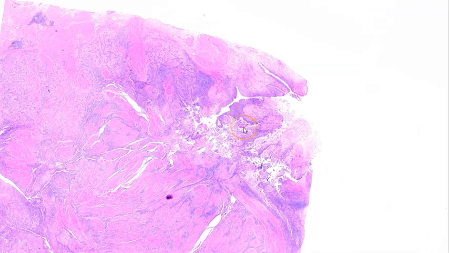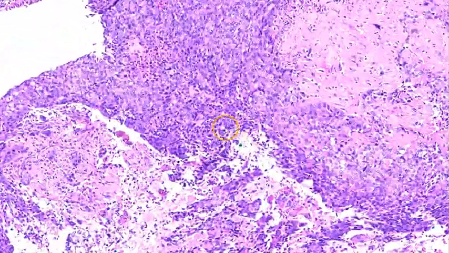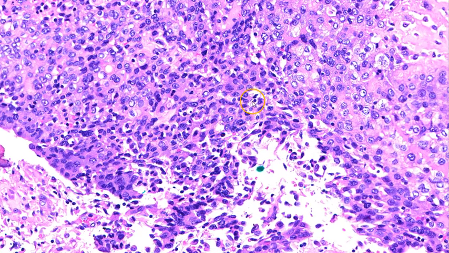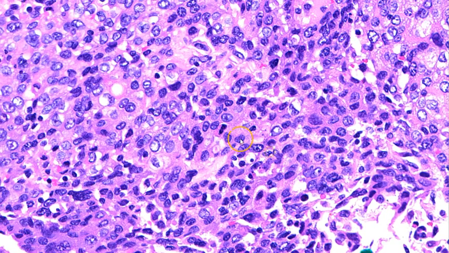Let's take a look at the tumor. We can see here that this tumor is composed of sheets of urothelial cells with hyperchromatic, very dark nuclei with high NC ratios or nuclear cytoplasmic ratios. And if we look around, we can see mitotic figures quite readily. So there are frequent mitotic figures. These are all features of high-grade carcinoma.